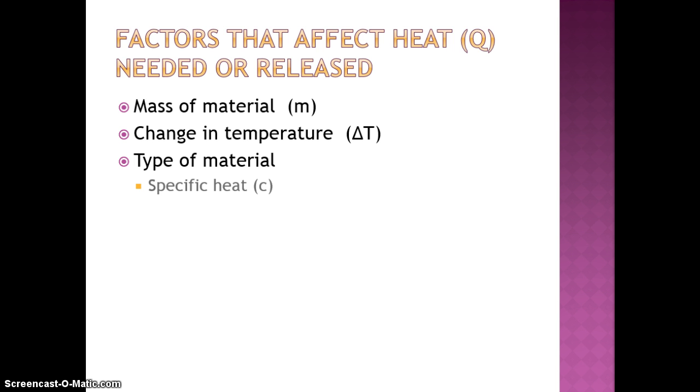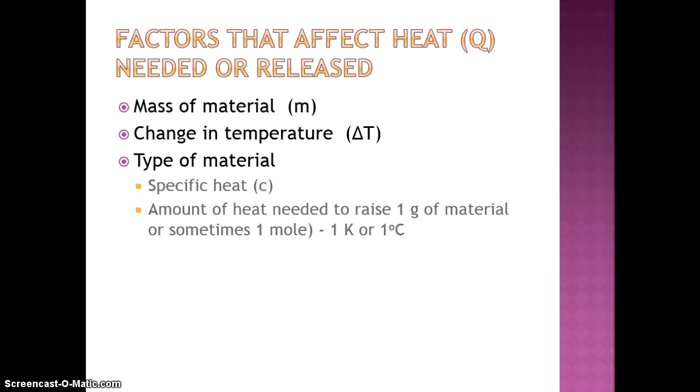We call the energy that's needed to heat up a material the material's specific heat, and it's given a small letter c. Just like mass was m and change in temperature was that triangle T, which is delta T, specific heat is given the letter c. And it's defined as the amount of heat needed to raise 1 gram of material, or sometimes 1 mole of a material, 1 Kelvin or 1 degree Celsius.